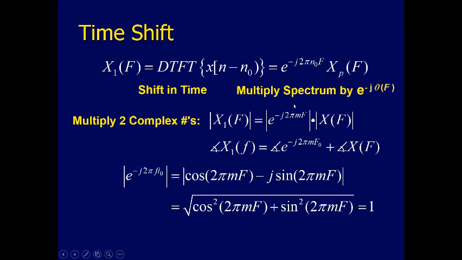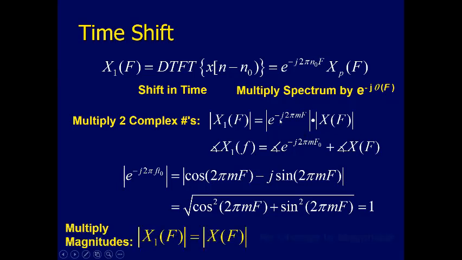if we look at the magnitude of this delayed term, this e to the minus j 2 pi mf, as we've proven in previous classes, the magnitude of any complex exponential, because it's a cosine plus or minus j sine, when we take its magnitude, we always get 1, because it becomes the square root of the sum of a cosine squared plus a sine squared. So basically, delaying something in time has no effect on the shape of the magnitude of the discrete time Fourier transform. It only has an effect on the phase part.